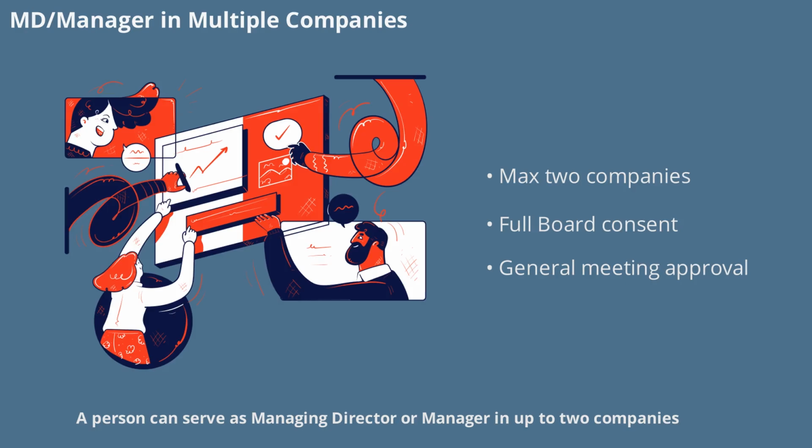A person can serve as managing director or manager in up to 2 companies, provided the appointment is approved by a board resolution with the consent of all directors present. Specific notice must be given to all directors, and the appointment must also be approved at a general meeting. This ensures proper governance and prevents conflicts of interest.